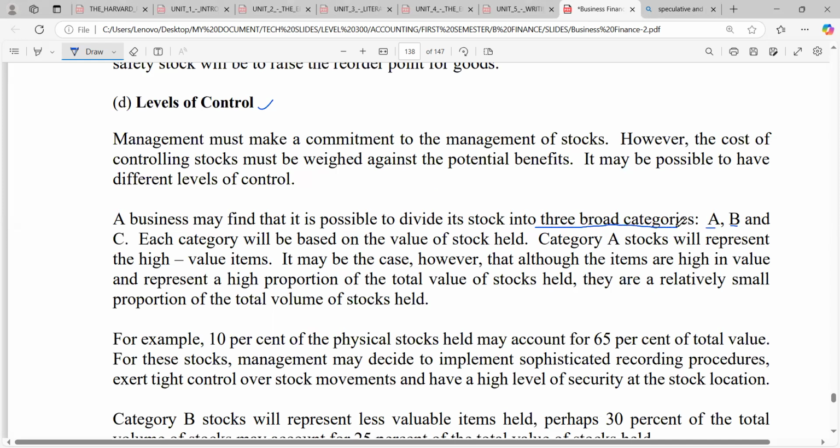Looking at the ABC, A is looking at items that are really expensive. So category A stocks will represent the high value items. These things are very expensive. And once they are expensive, they have what we call less quantity in stock. So expensive items that are category A items have less quantities in stock. It may be the case, however, that although the items are high in value and represent a high proportion of the total value, meaning the amount of stock held, they are a relatively small proportion of the total volume, the total quantity of the stock.